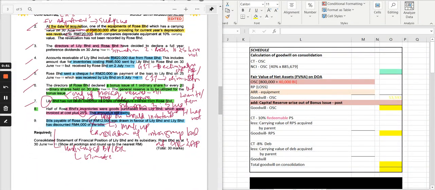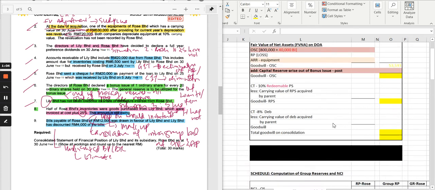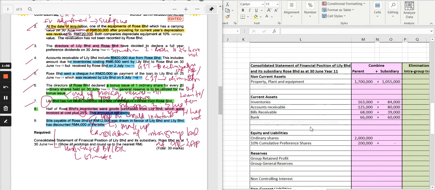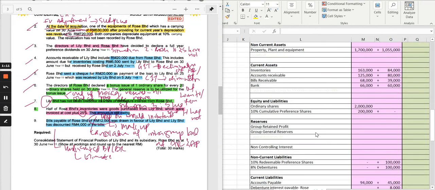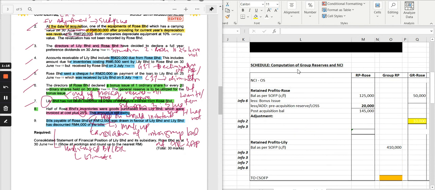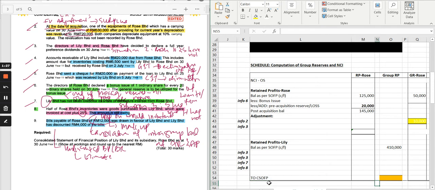So if you look at the requirement here, you are required to prepare the consolidated statement of financial position. When you are asked to prepare the consolidated statement of financial position, you are not just going to prepare the blank format which just combines the group and the subsidiary. What you also need to do is prepare this schedule which computes the group reserve and non-controlling interest.